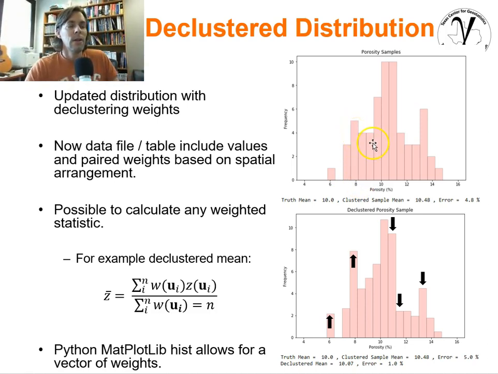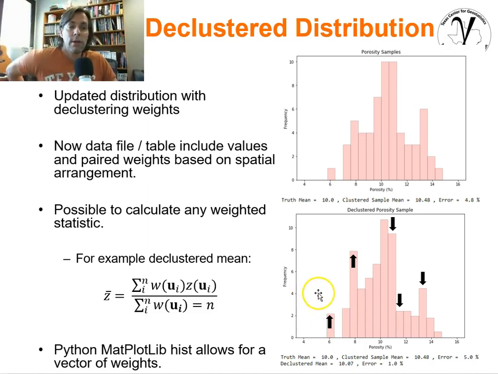Now, the declustering is going to actually add another piece of information. We have each of the data values, but paired with them is going to be a weight based on the spatial arrangement. And so when we put the histogram together, we're now going to account for the weights. So the thickness of all those little incremental cells that add up to make the bars are going to be proportional to their weight. It's going to account for their weights.